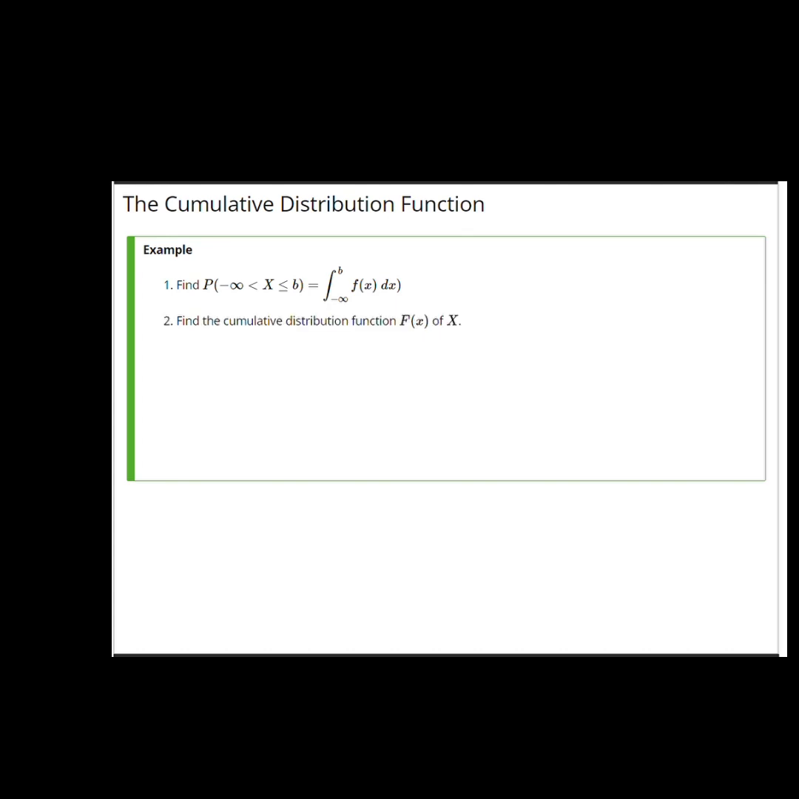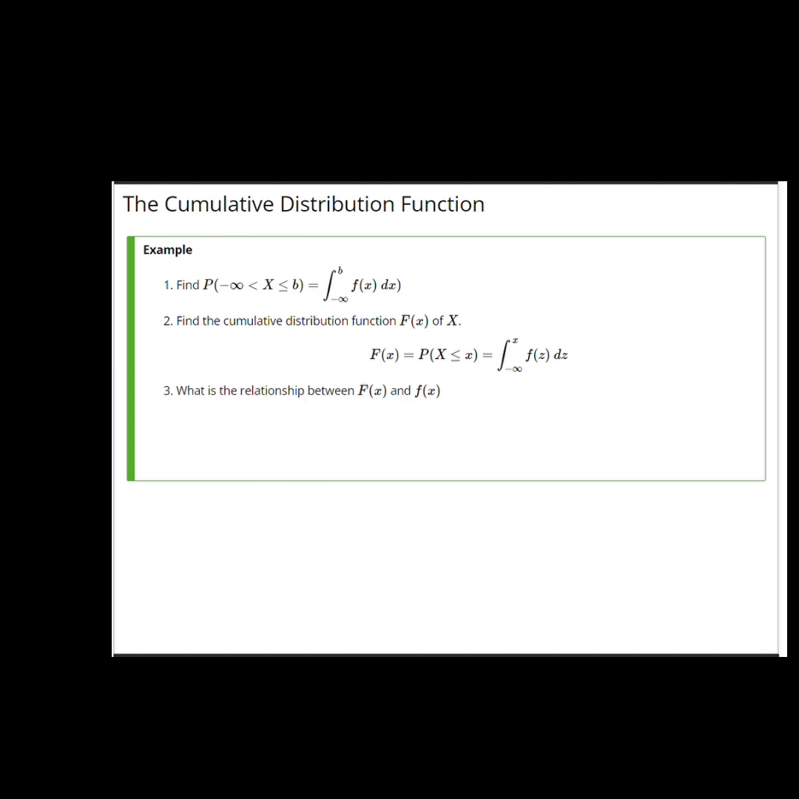So if we're interested in the cumulative distribution function of a continuous random variable capital X, then we should integrate f of z from minus infinity up to x. Indeed, this can be viewed as the definition of a cumulative distribution function for a continuous random variable.